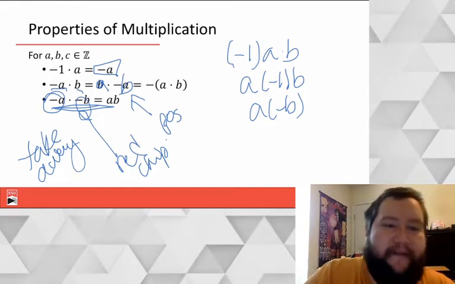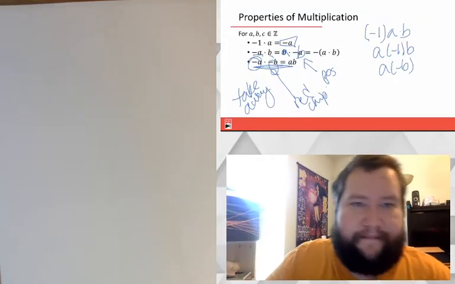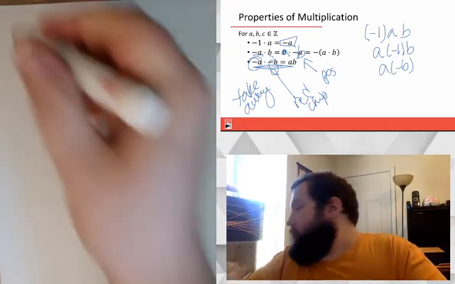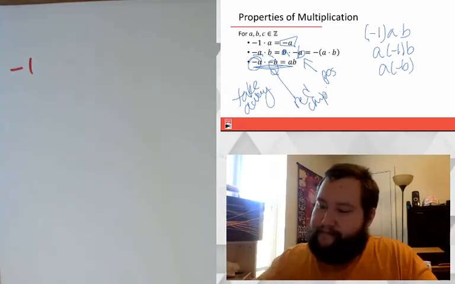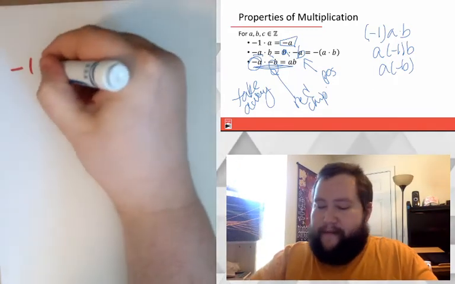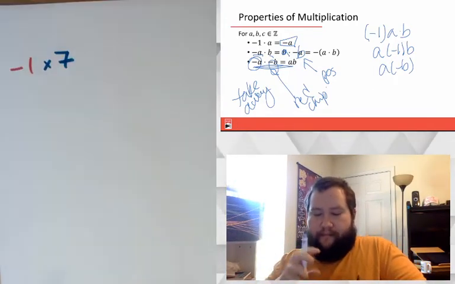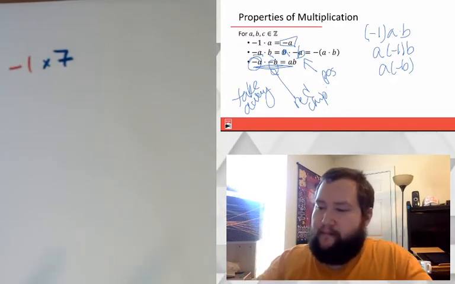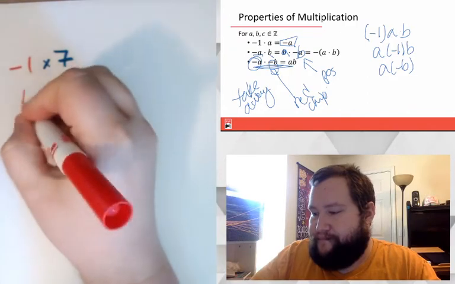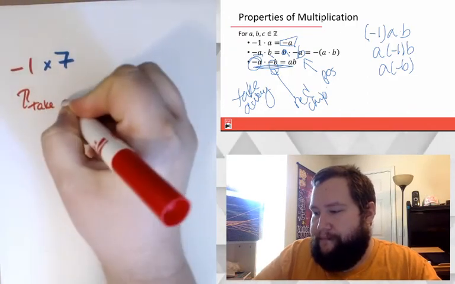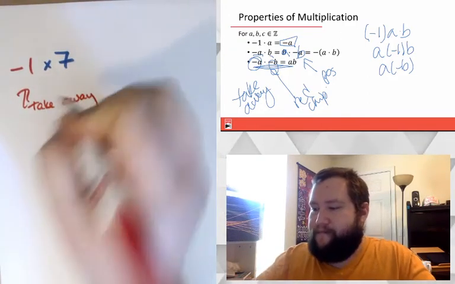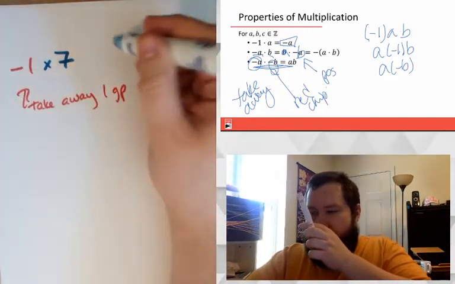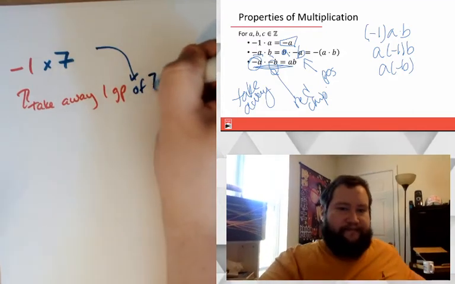So suppose I have -1 times 7. So I have -1 times 7. Which when we reinterpret that, it is take away one group of 7.